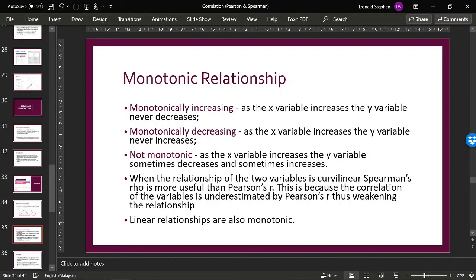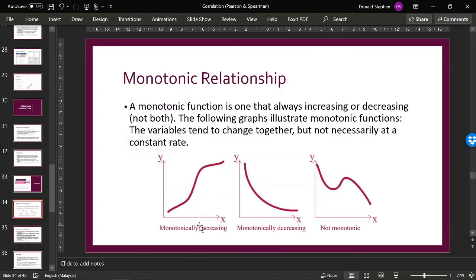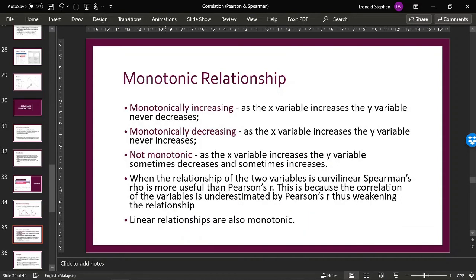But you have to remember that linear relationships are also monotonic because they follow this pattern. When x increases, y increases. When x increases, y decreases. See, it follows this pattern. So linear relationships, straight lines, are also monotonic. So this is why Spearman can be used with linear relationships, right?